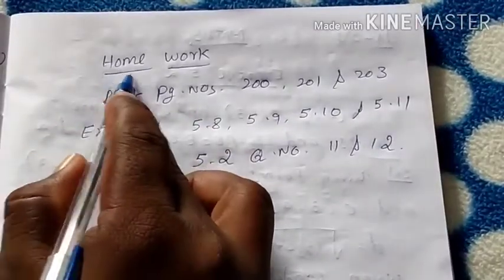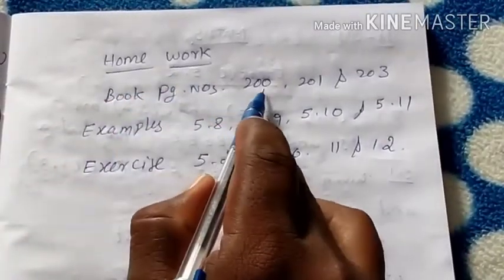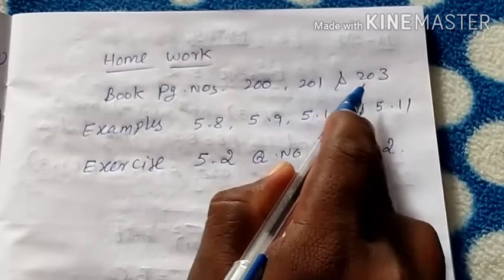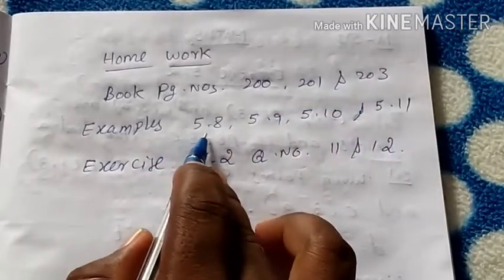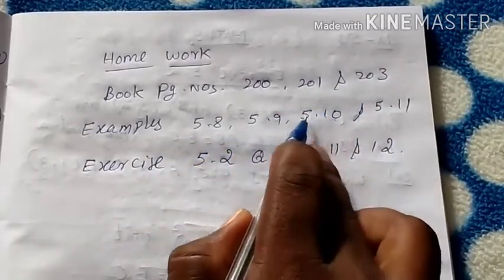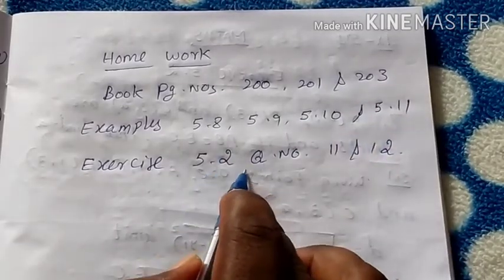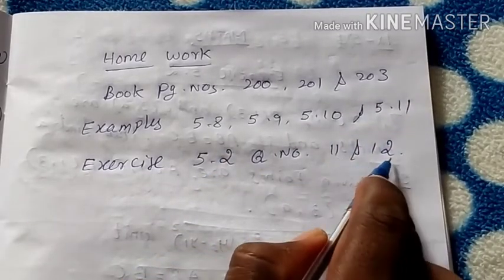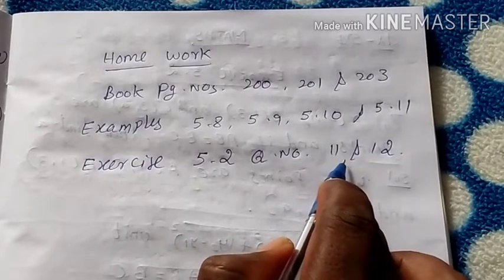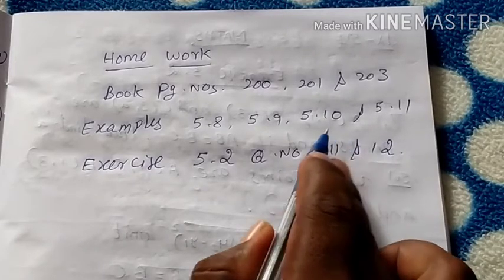Okay, dear students, today's homework: book page numbers 200, 201 and 203, examples 5.8, 5.9, 5.10 and 5.11. Exercise 5.2, question numbers 11 and 12. Okay, use the distance between any two points formula to solve the sums.